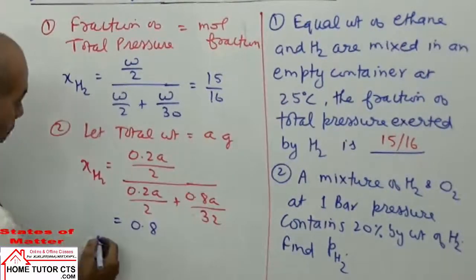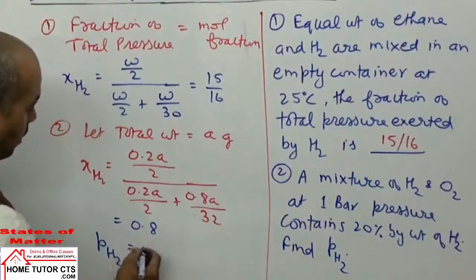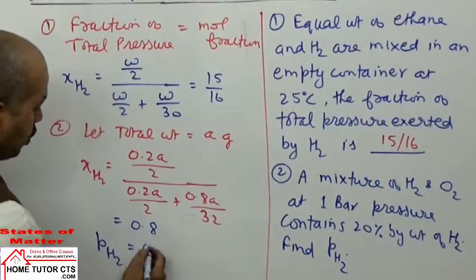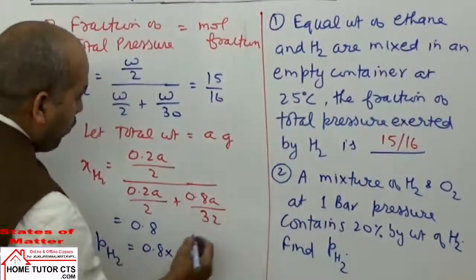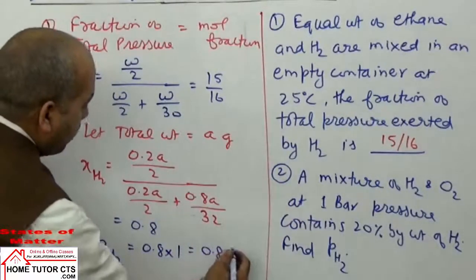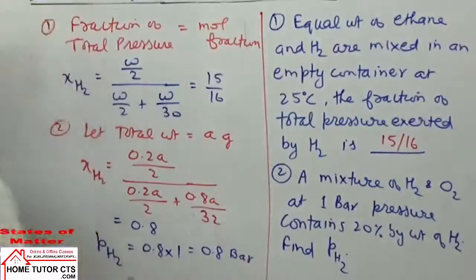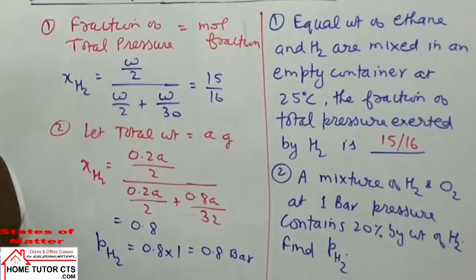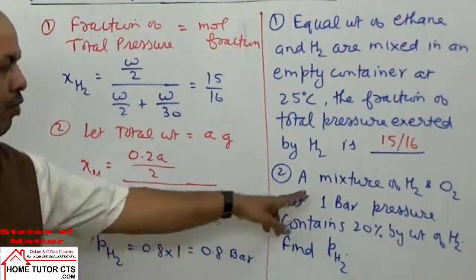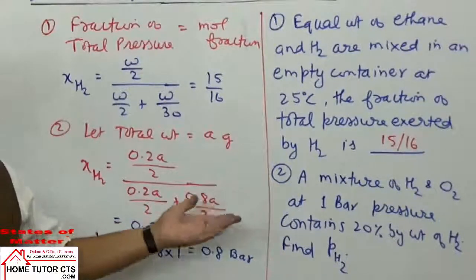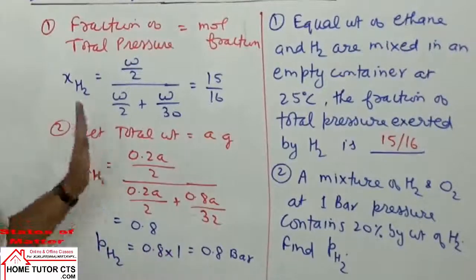So what is the partial pressure for hydrogen gas? Mole fraction into total pressure, 1 bar. That is the same as 0.8 bar as the answer. So in such a question, when the weight percentage is given, you find the mole fraction first. Because for calculation of the gases' partial pressure, we require mole fraction and total pressure. We are given in this question total pressure 1 bar. Use that directly. Are you clear?